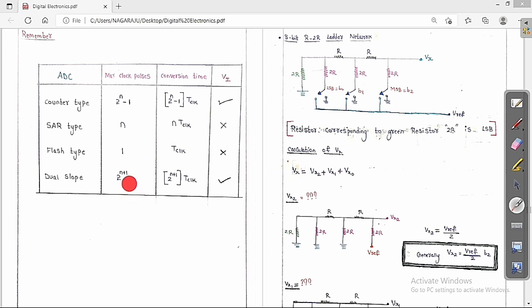It is going to take 2 to the power of n plus 1 clock pulses, means 2 to the power of n plus 1 into t clock, and it is also depending upon the input voltage. As the input voltage changes, this clock time is also going to change. Therefore we can say it is depending upon the number of bits, and also it is depending upon the input voltage. So these are the things that you need to understand from this.